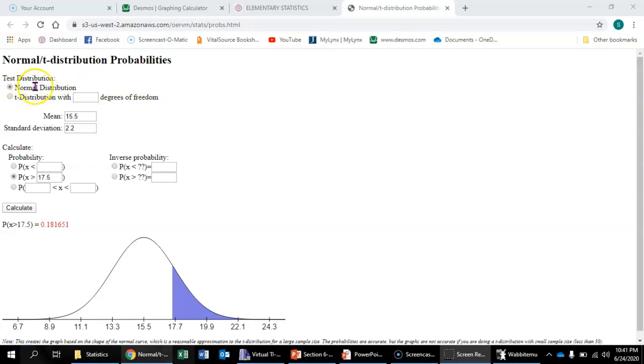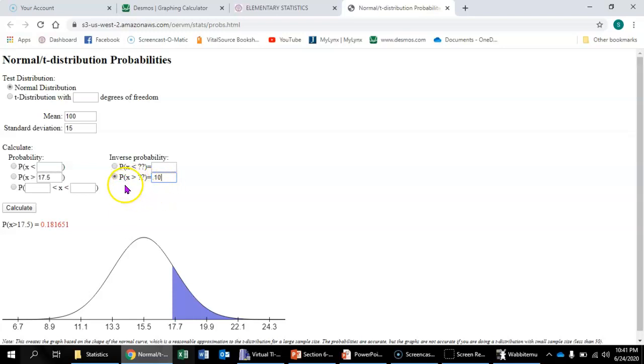We could use this website. Make sure we're selecting normal distribution. The mean was 100. The standard deviation is 15. And I could either ask for the inverse probability where x is less than 90%, or where x is greater than, and put it in as 10%. So I'm going to do it that way because that's the way the question was originally framed.